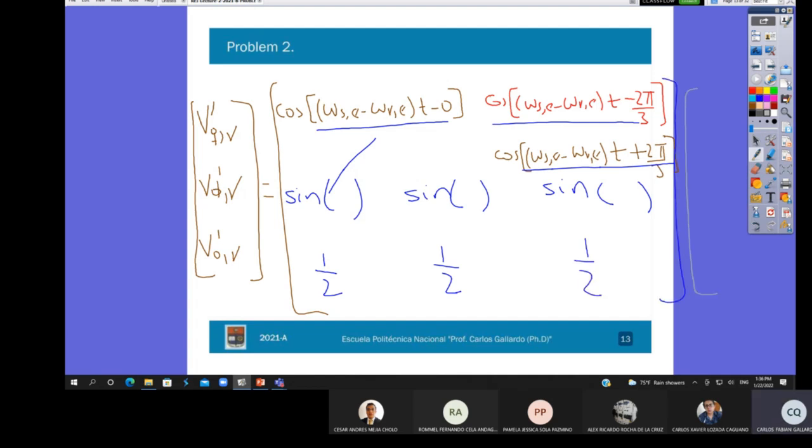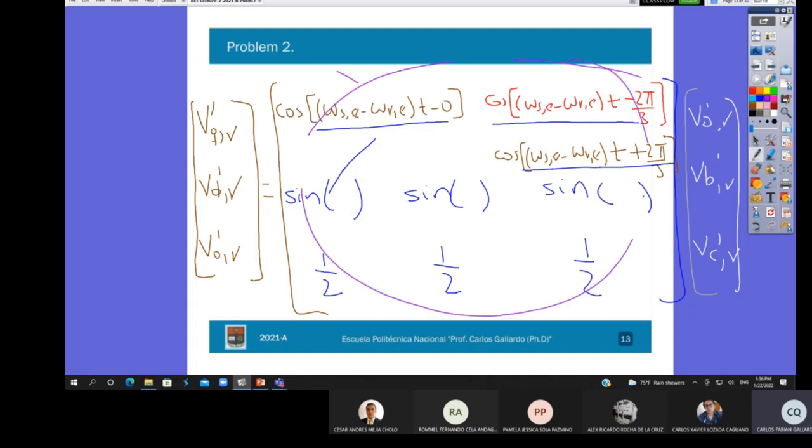So let's open the brackets. I will have here the voltage A, the voltage B, and the voltage C. So from the natural reference frame, using the transformation matrix, I will get the DQ reference frame. This is for the rotor. In order to compute the quadrature axis voltage, I will multiply this row by this column, and the same for the second and for the last voltage. So let's do that.